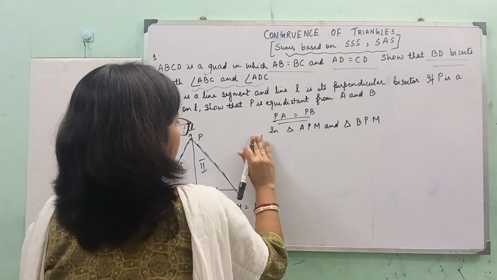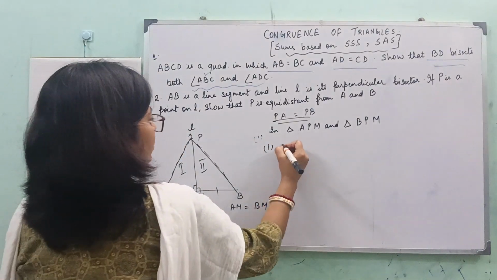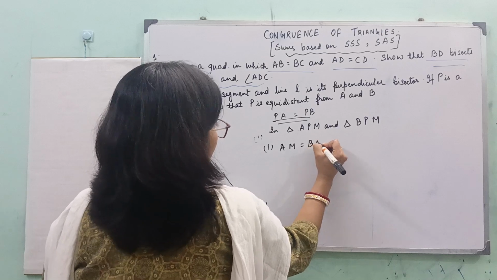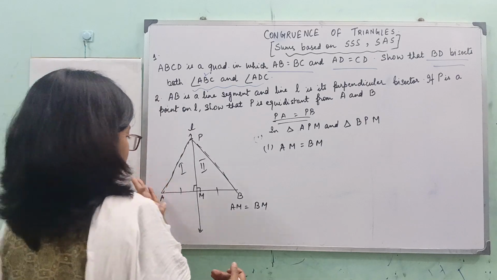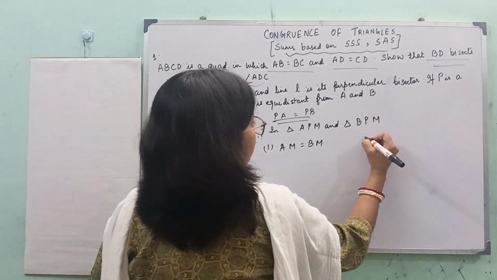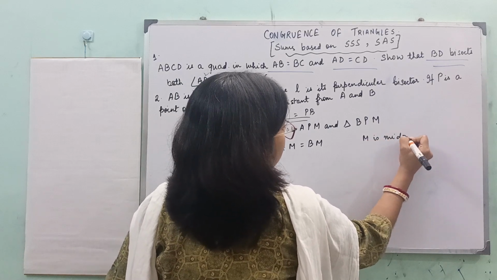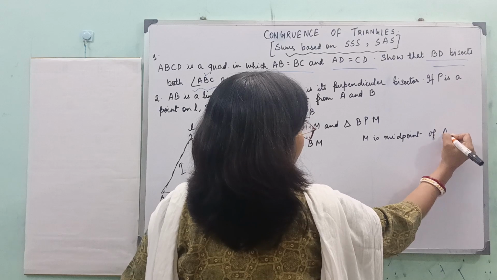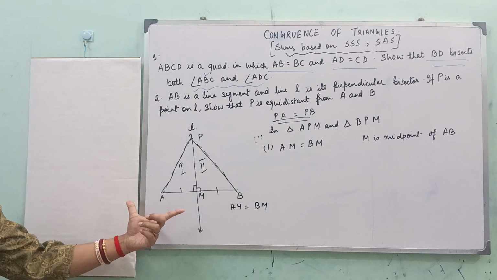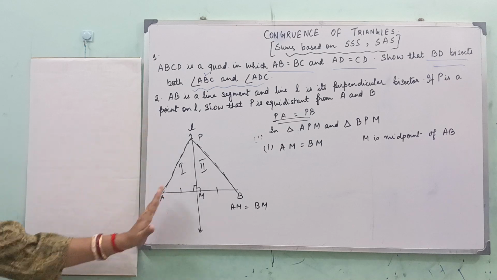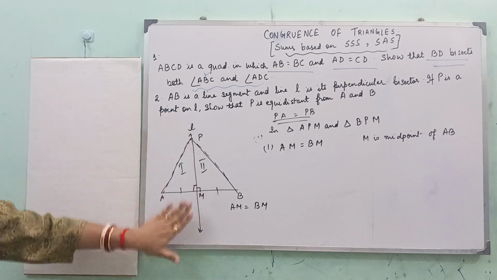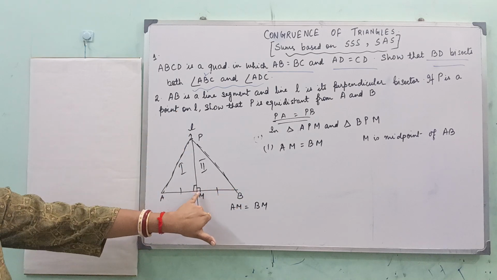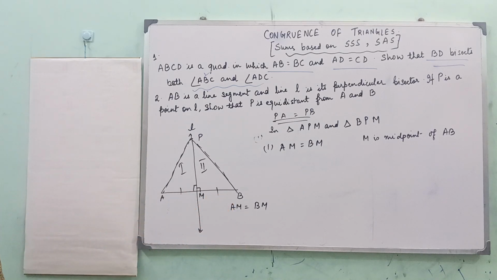So the first thing that you will write here is, first, AM equals BM. What is the reason for AM being equal to BM? That is because L is the perpendicular bisector of the line segment AB. So we can say that M is the midpoint of AB, because L bisects the line segment AB. Midpoint means AM will be equal to BM, that is, it is splitting the line into two equal parts.